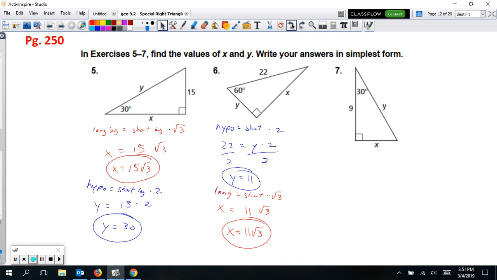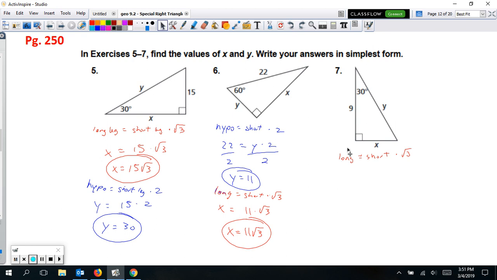And then for number 7, we're told what the longer leg is on this one. So you can see here's 30 degrees, opposite that is x, so this is 60 degrees, opposite that is 9. So we're told the long leg here. We want to find the shorter leg first. So we're going to use this equation with long and short on it and the square root of 3.